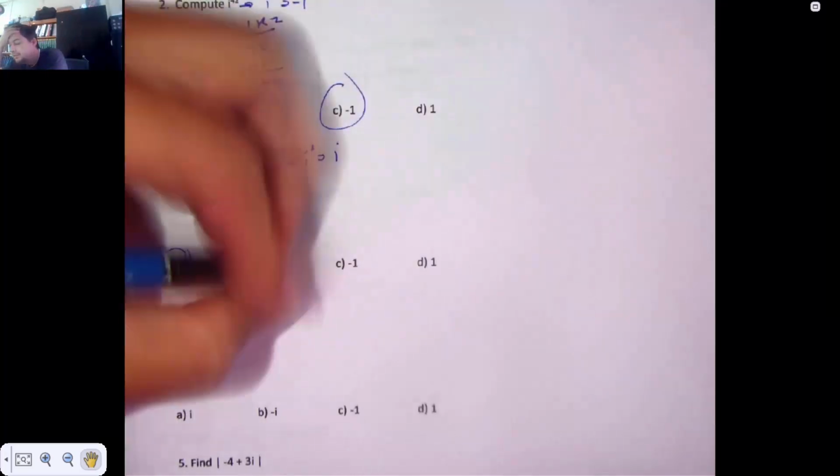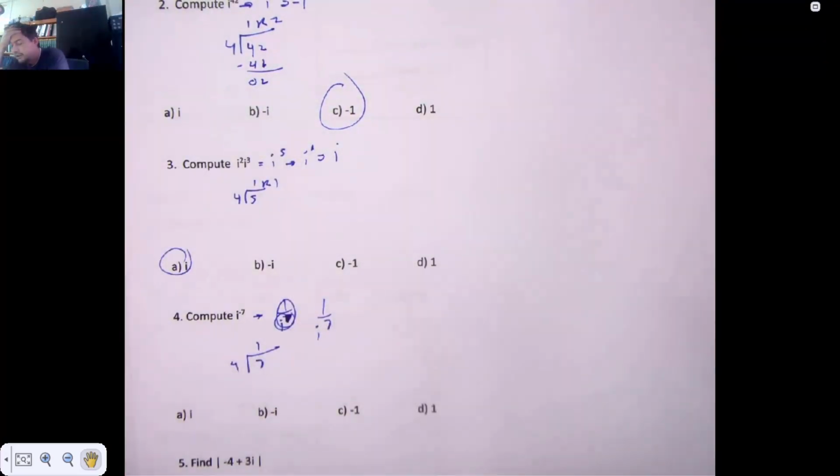Compute i to the -7th. First thing is to rewrite that as 1 over i to the 7th. Then, either in your head or with long division, figure out what your remainder is. It turns out that this is equivalent to 1 over i cubed. i cubed is -i, so this is 1 over -i.